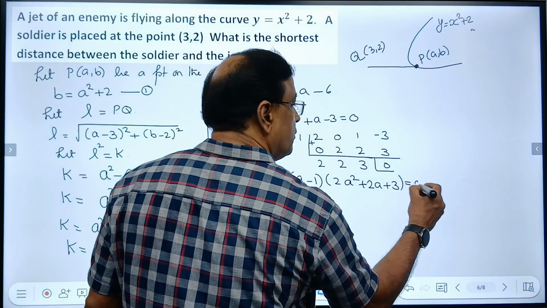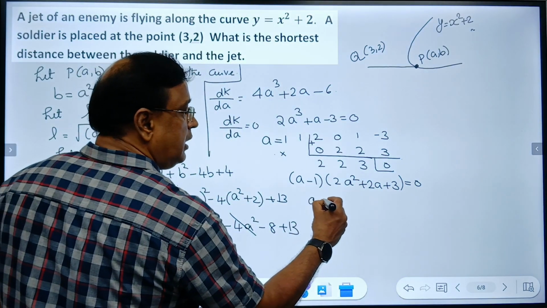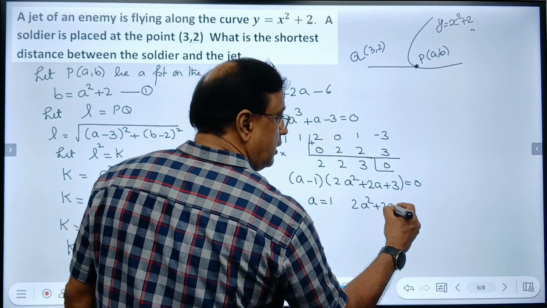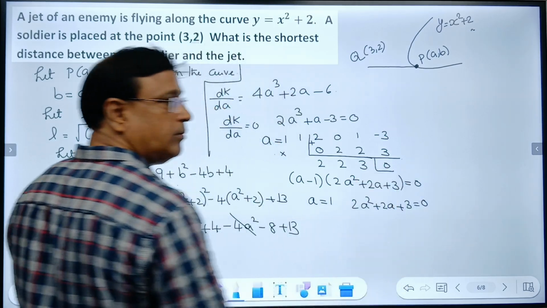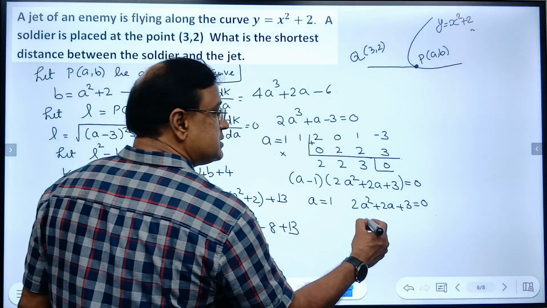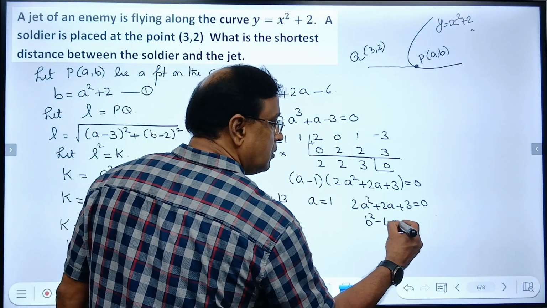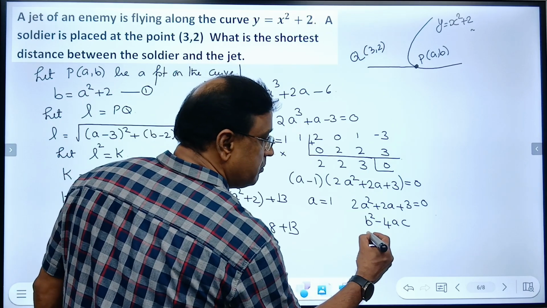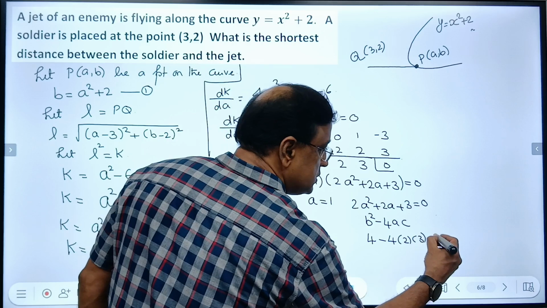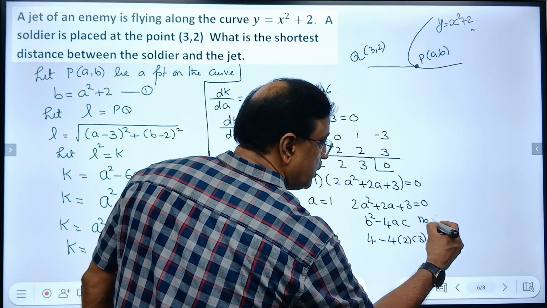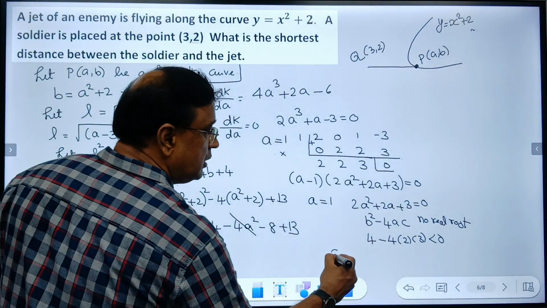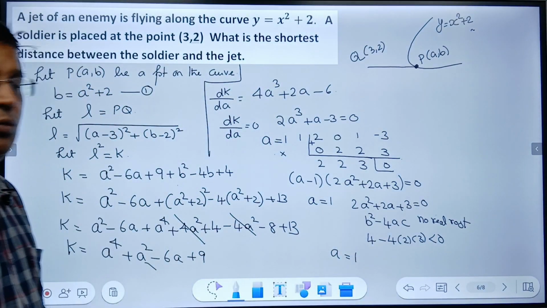Now equate it to 0. So what do you get? You get a equal to 1, and you get 2a square plus 2a plus 3 equal to 0. Now I want to see whether it's possible for me to solve. So what I will do, I'll test it with my discriminant. When I test with the discriminant, what happens? 4 minus 4ac, which is negative, so it has no real roots. If it has no real roots, this is invalid. So the only possibility is a equal to 1.